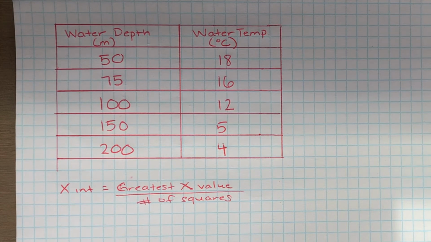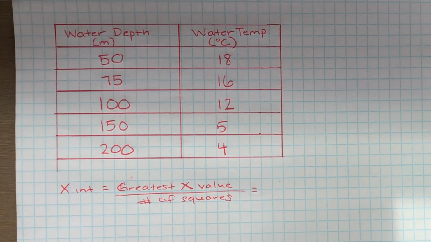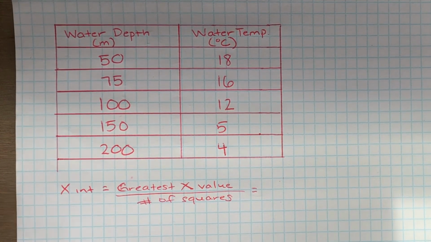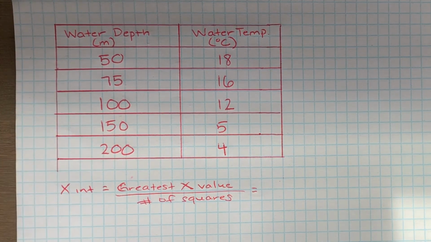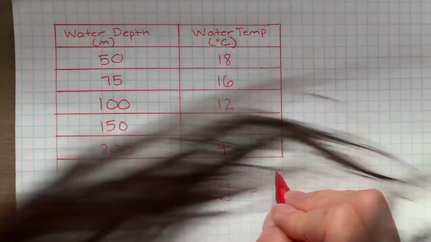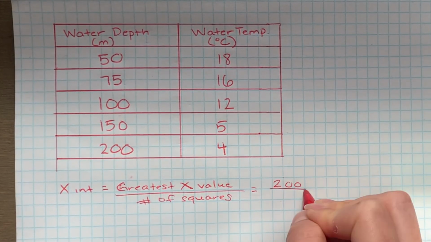So if we remember, in order to find the x interval, we want to find the greatest x value, or the greatest value of our independent variable, and divide it by the number of squares available on that axis. So first, let's look at our data points and find our greatest x value. If we look at my independent variable, which we know is water depth, we see that the greatest value here is 200. So I'm going to place 200 in the numerator.